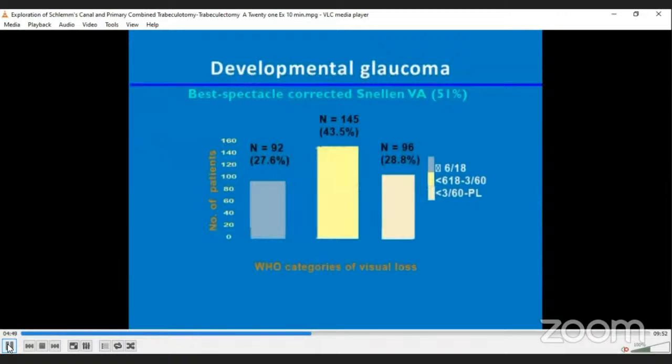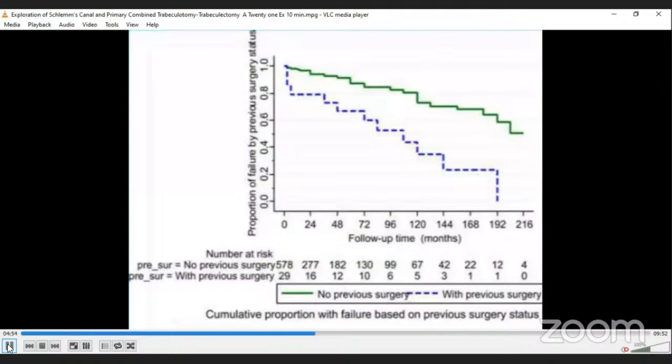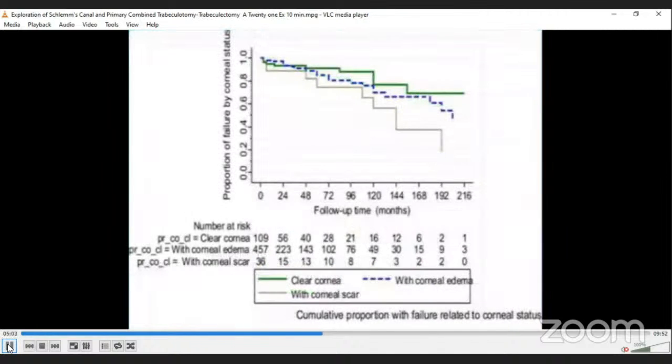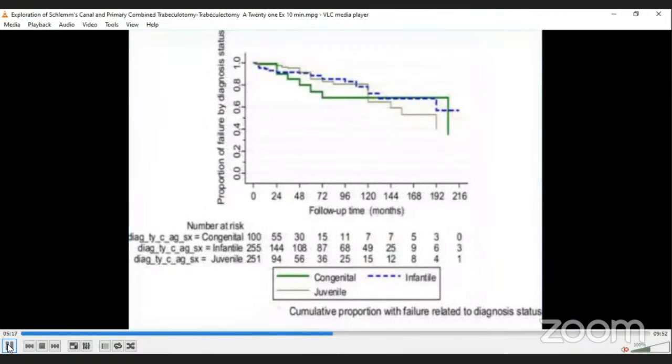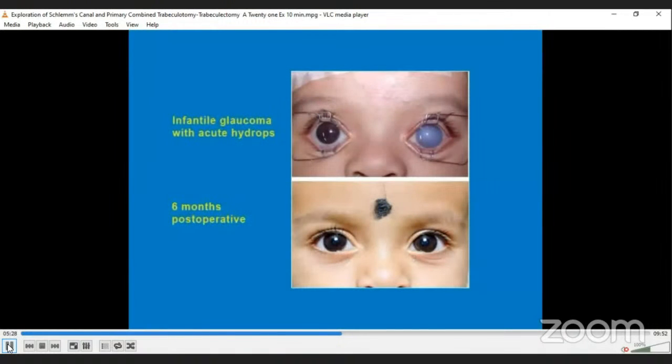Snellen's visual acuity was available in 51% of the patients, and 27% had normal visual acuity. Patients who were operated by us as a primary surgery, success rate is better, and patients who had clear cornea had better surgical outcome. In patients where surgery was performed on congenital or true congenital onset within 1 month of birth, the success rate is relatively poorer compared to the infantile and juvenile onset glaucoma.